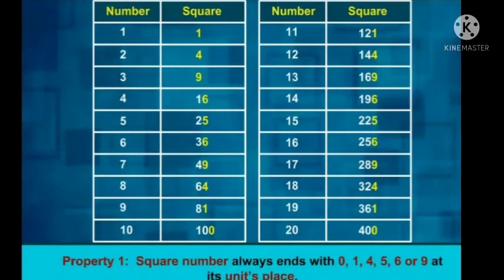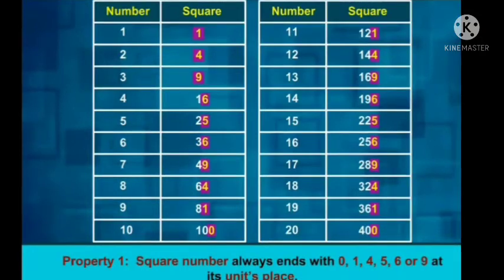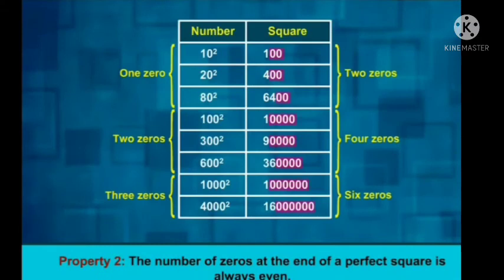Number 1. Square numbers always end with 0, 1, 4, 5, 6 or 9 at the units place. That means it will never end with 2, 3, 7 or 8. That means just after looking at the number, you can tell whether it can be a perfect square or not, because a number ending with 2, 3, 7 or 8 can never be a perfect square. Let's move to the next property.